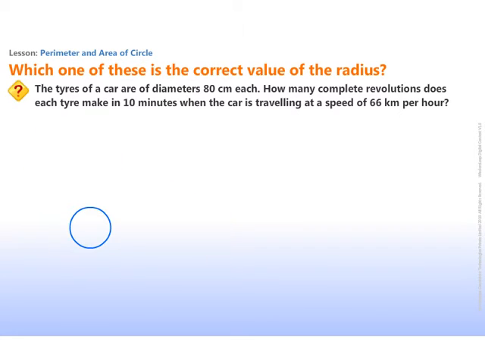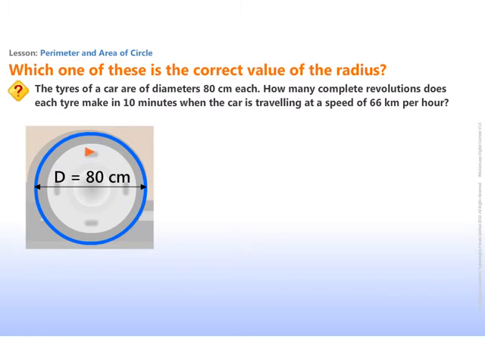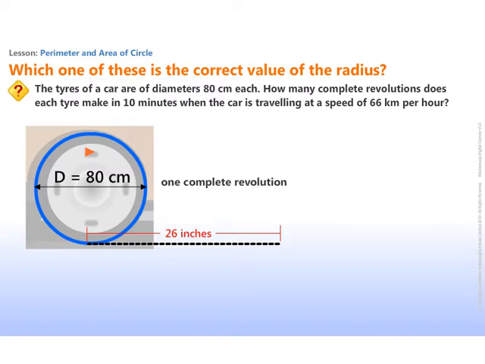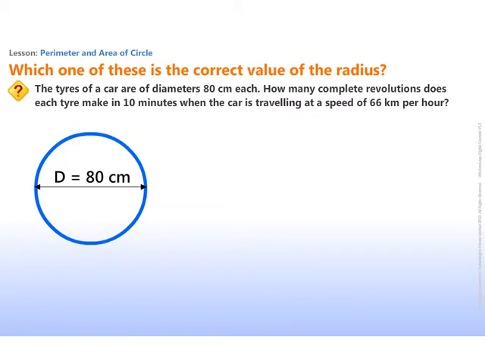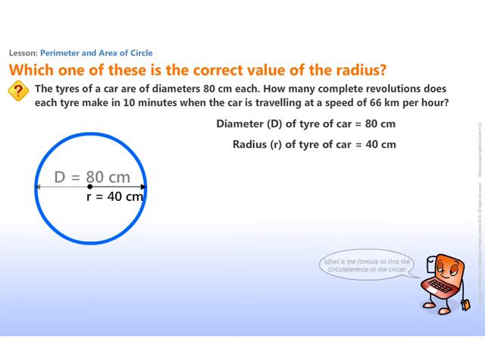The tires of a car are of diameters 80 centimeters each. How many complete revolutions does each tire make in 10 minutes when the car is traveling at a speed of 66 kilometers per hour? Car tires are often described by their diameters. For instance, a 26-inch tire is a tire such that the diameter is 26 inches. Each time the tire makes one complete rotation, the car moves forward a distance equal to the circumference of the tire. It is given that the diameter of the tires of the car is equal to 80 centimeters, so the radius of the tire is 40 centimeters.